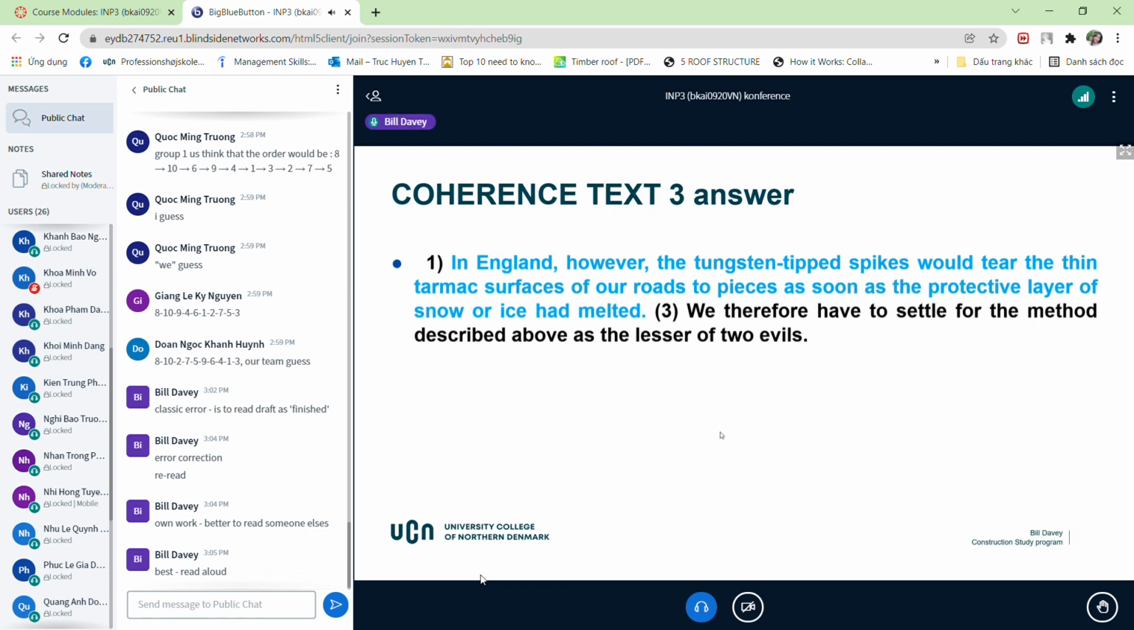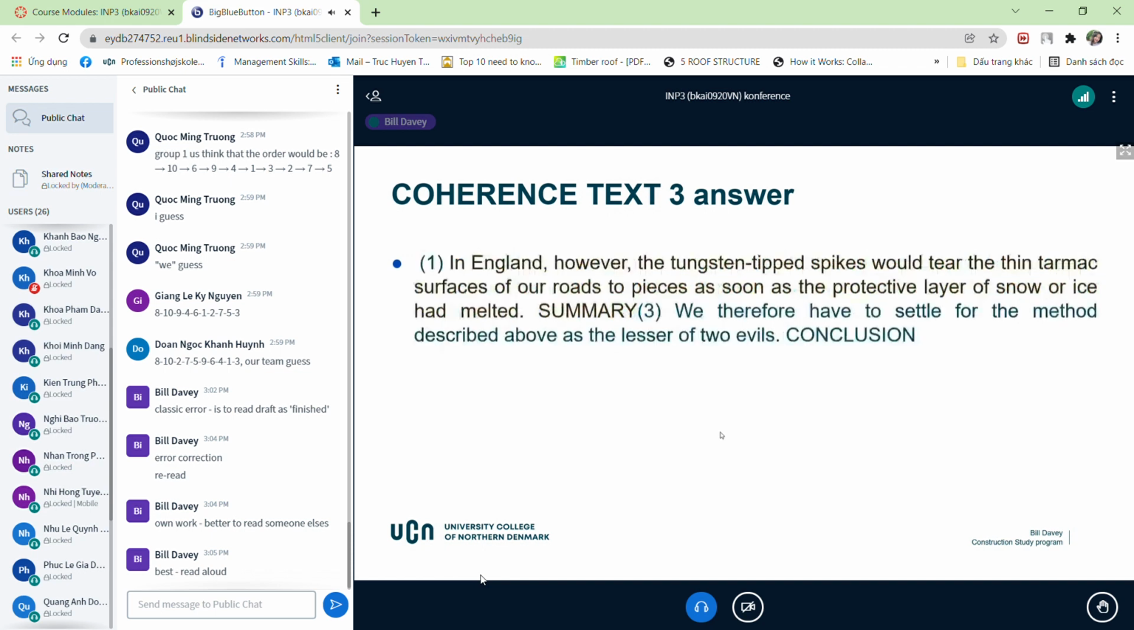We therefore, okay, this leads us to some sort of logical conclusion. We therefore have to settle for the method described above as the lesser of 2 evils. So there we have a summary, because we're looking back at what the previous 2 paragraphs, and a conclusion. I know it's not a conclusion of the sort you're going to write, but it's a concluding sentence.